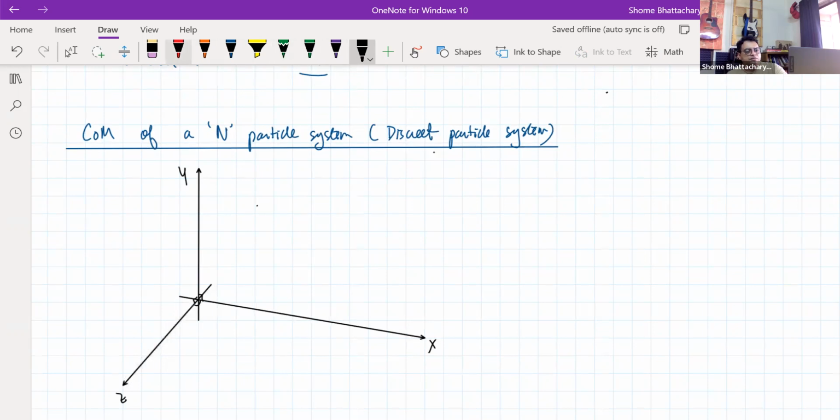So now suppose we have scattered in this space so many different particles. We have to visualize this in three-dimensional space. These are not lying on any specific planes like the XY plane or YZ plane or XZ plane. So like this, there are many particles.